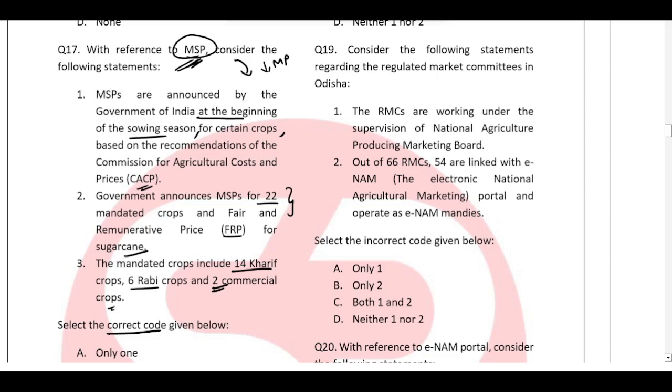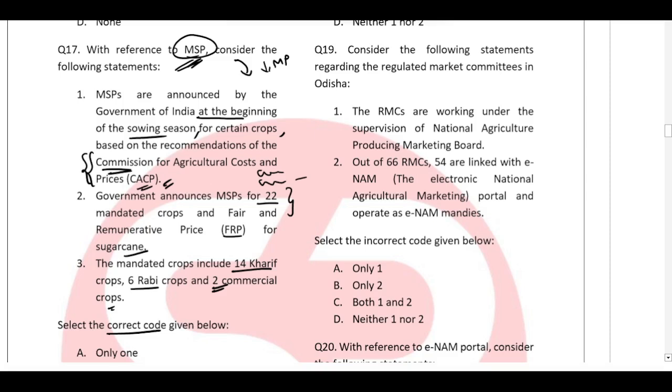Now statement 1 correctly says that the government announces before the sowing season based on the recommendation of CACP. And in the previous question of a different state government service, they had asked about the definition of CACP. The question was CACP stands for Committee for Agriculture Costs and Prices, Commission of Agriculture Costs and Prices. So be careful, it is Commission for Agriculture Costs and Prices. So this particular commission, they recommend the MSP values, MSP amount for various crops which are covered under the scheme.